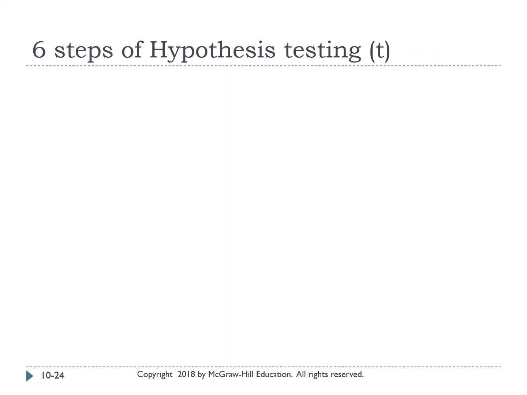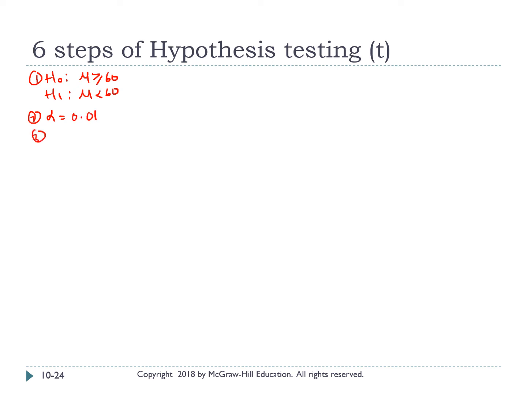Let's write the 6 steps of hypothesis testing for T statistics. Step number 1, we have to write the H null and H1. What is our H1? Mu is less than 60. H null is just the opposite sign of our H1 and contains the equal sign. Mu is bigger than or equal to 60. Step number 2, we have to write the alpha. Alpha is equal to 0.01.